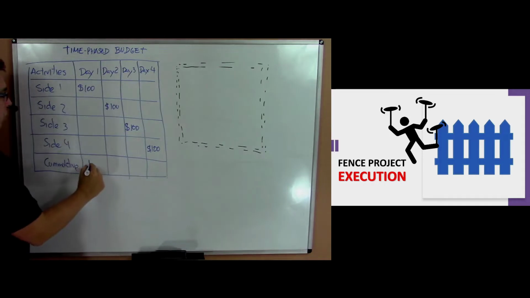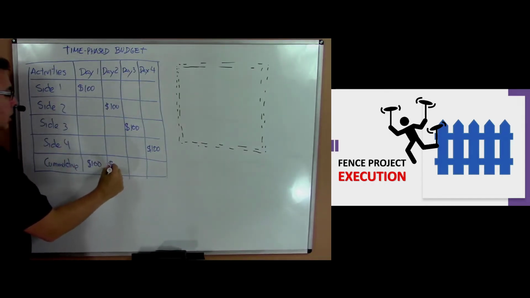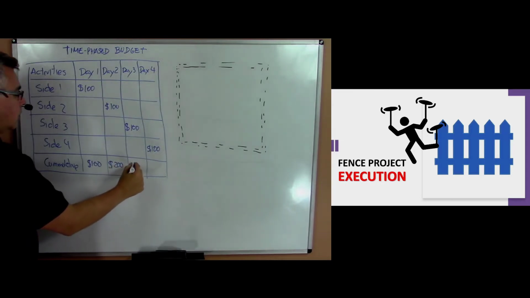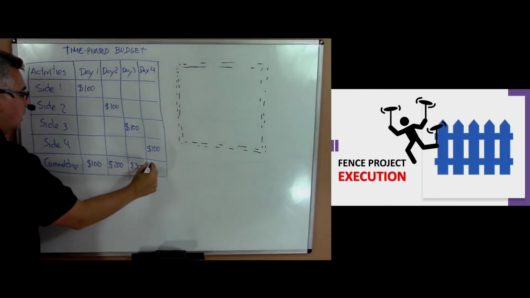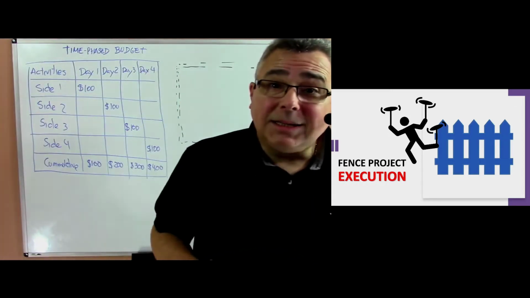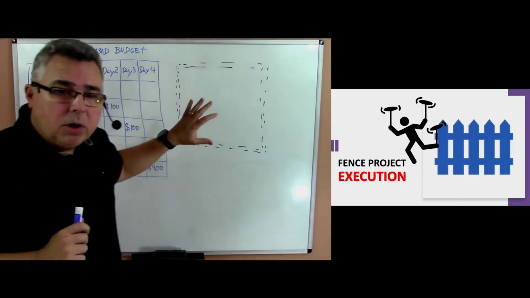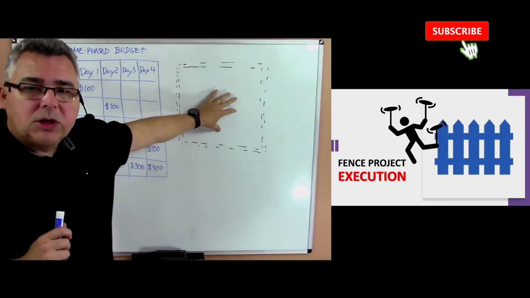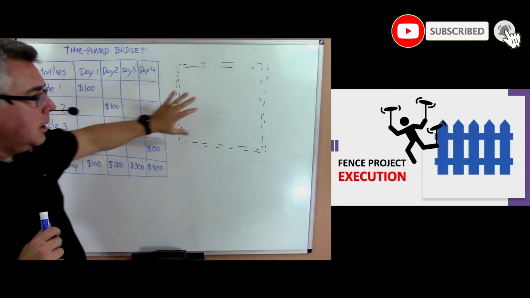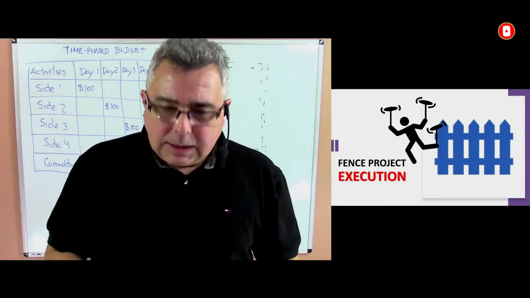Cumulative budget: we have 100 here, then 100 plus 100 gives 200, then 300, and that is 400. Okay, 400. So here we are ready. That's our plan for the project, and you'll start execution on site. So that's the end of the planning, and that is the execution. Let's see what happened in that execution.